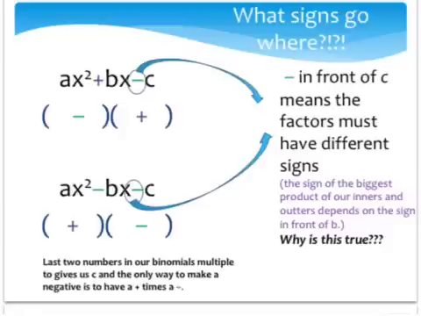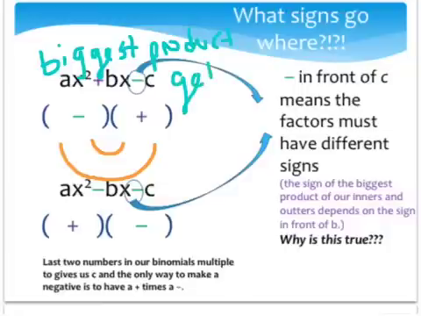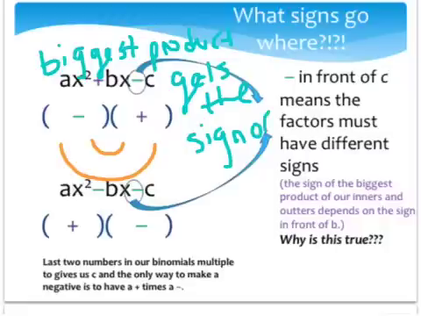Now, deciding where the negative or the positive goes is determined by my inners and outers. The product of your inners and outers, which looks like a little monkey face, is going to tell you where the negative sign goes. The biggest product, this is important, write this down: biggest product gets the sign of B.